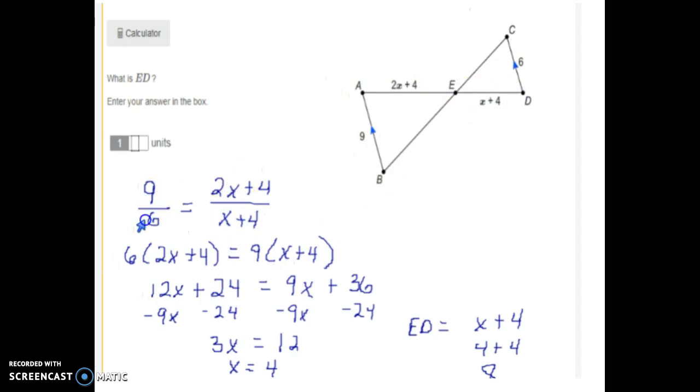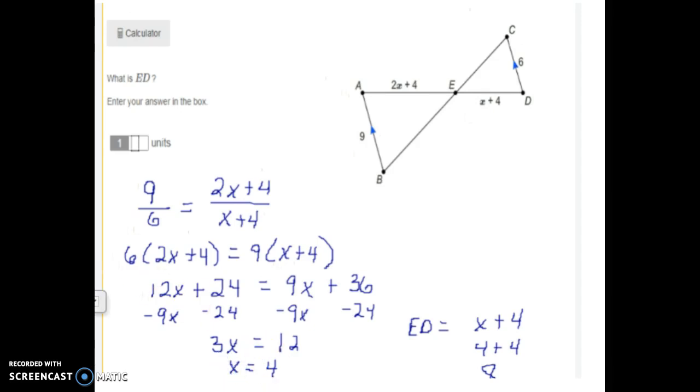Cross multiply. Remember to distribute. 6 times 2x is 12x, 6 times 4 is 24. 9 times x is 9x, 9 times 4 is 36. And then you're going to just solve for x. Combine your like terms. We're going to move 9x on this side. We're going to subtract 24 to get it on this side. So 3x is equal to 12. Divide by 3, and x is equal to 4.